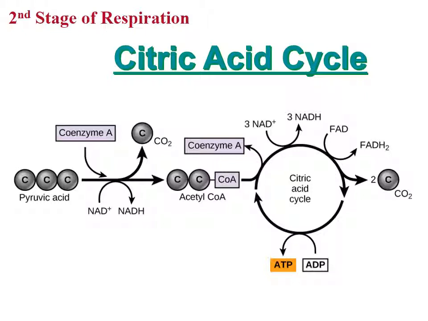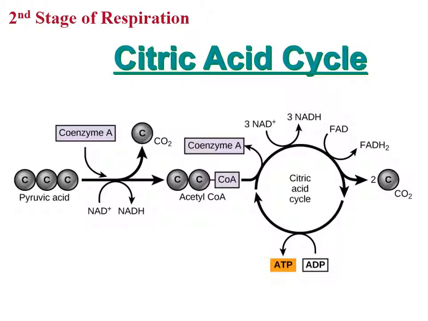So carbon dioxide is a major byproduct of the citric acid cycle. It's not a part that we need, we just slough it off, and that's what we breathe out. It's a waste product of cellular respiration. The other thing that's formed is ATP. So during the citric acid cycle, we get NADH, FADH2, and ATP. Those are the 3 molecules that we really want.